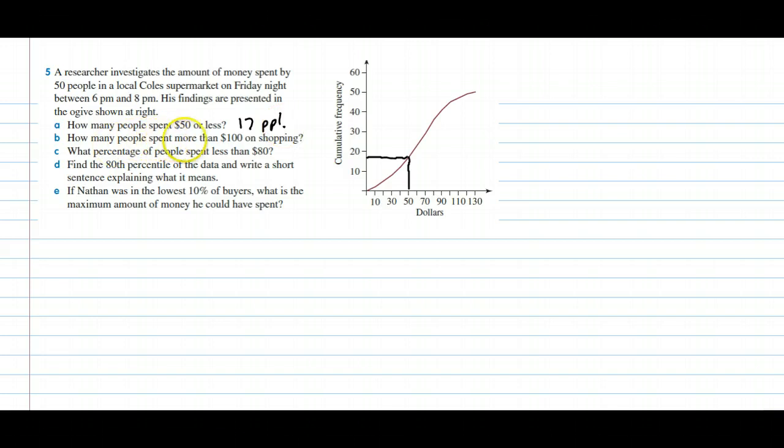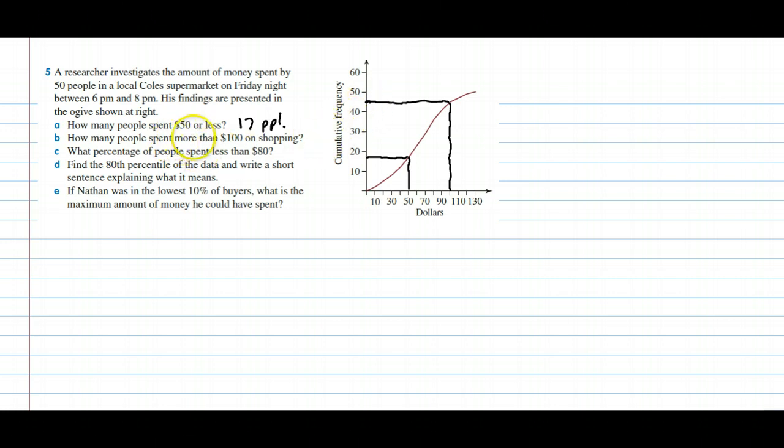For B, how many people spent more than $100 on shopping? Okay, so let's find 100 here on the x-axis, on the dollars axis. Let's draw a straightish line up to the data line, and then we go across from that point over to the cumulative frequency axis. And we find that that's hitting very close to 45. We might be 1 or 2 off, but it's pretty close to 45.